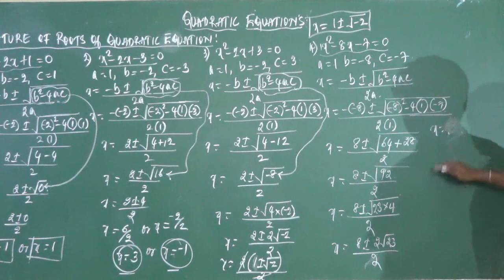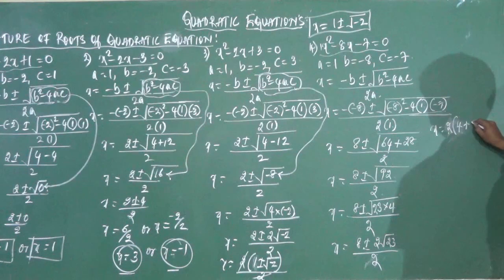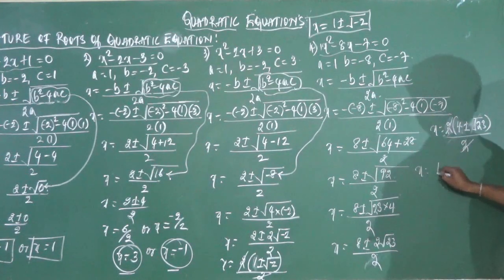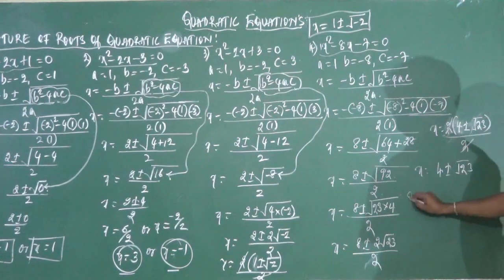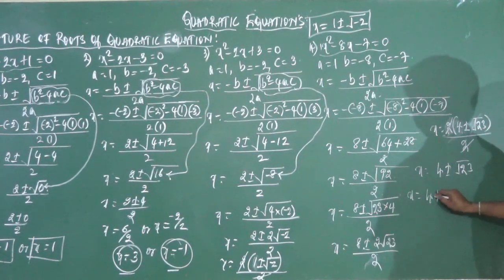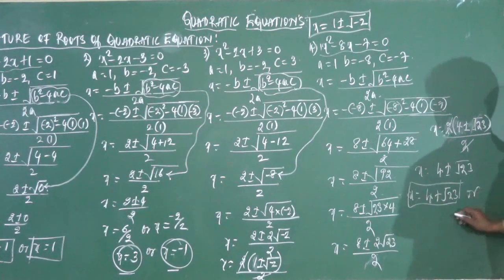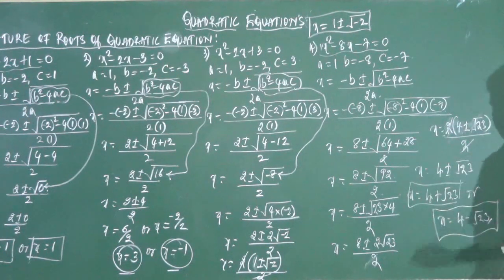Let us take 2 as common in the numerator. So 2 into 4 plus or minus root 23 by 2. So 2 and 2 gets cancelled. So x is equal to 4 plus or minus root 23. So this can be written as x is equal to 4 plus root 23 or x is equal to 4 minus root 23.